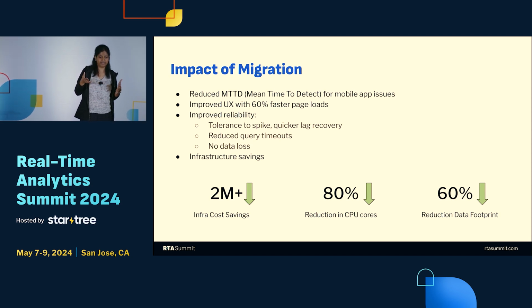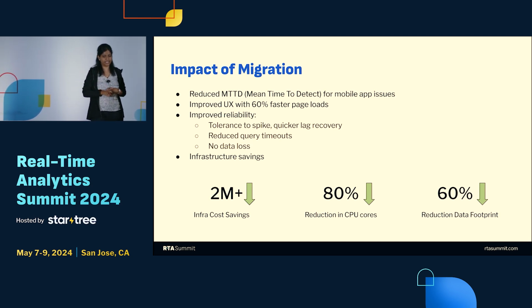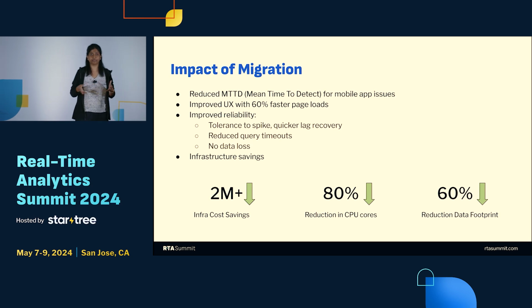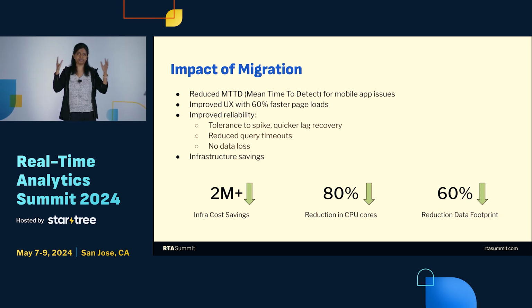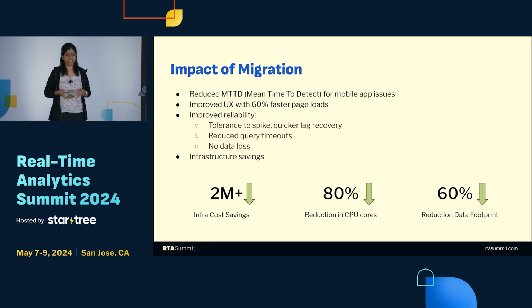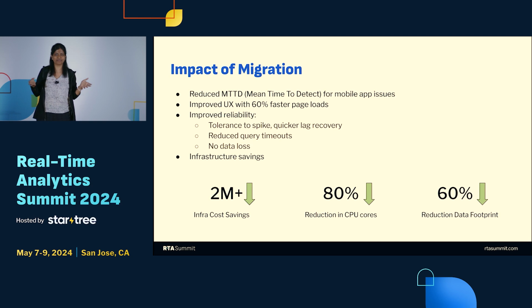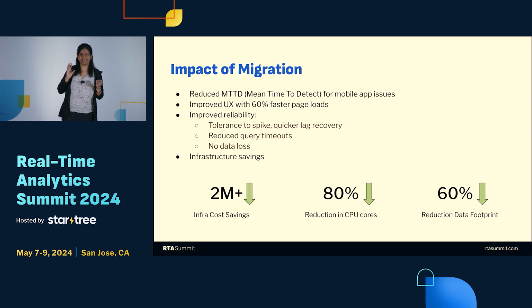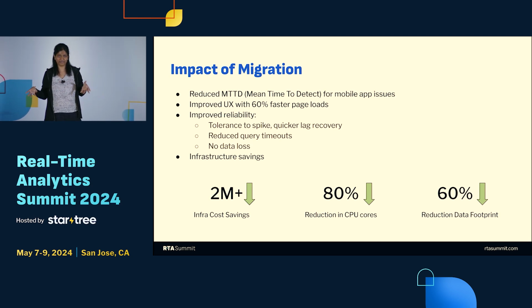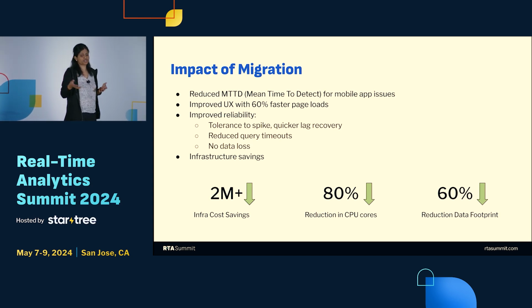Then with the better latencies, the page loads improved 60% compared to Elasticsearch. Now you are able to load the Healthline UI more efficiently. Then improved reliability, because if your platform is not reliable, nobody is going to use it. So, tolerance to spikes and quicker lag recovery, because the spikes are going to happen. It's not like you can control them, but it's how you react to that spike, and how quickly you recover. And the reduced query timeout, actually.